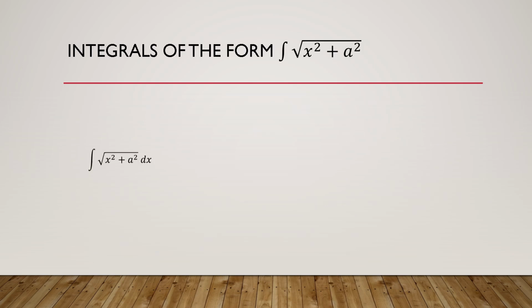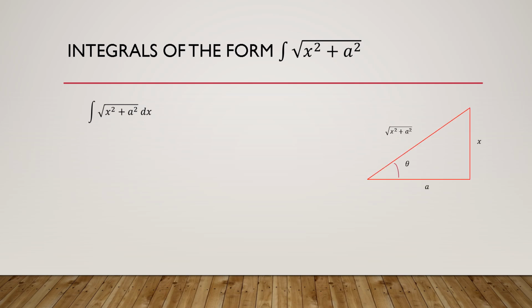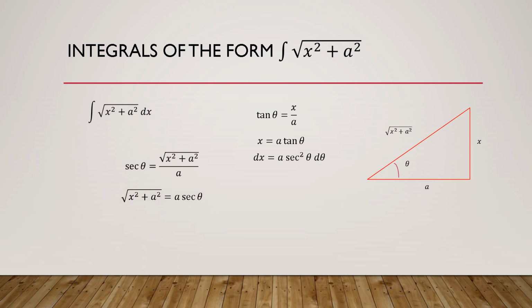Integrals of the form the square root of x squared plus a squared may be solved in a similar manner. Again, remember that a represents an integer. In this case, we construct our right triangle so that x and a are the two shorter sides, which will make the hypotenuse the square root of x squared plus a squared. From this, we can derive tangent theta equals x over a, or x equals a tangent theta. Dx would then be a secant squared theta d theta. Secant theta equals the square root of x squared plus a squared over a, or the square root of x squared plus a squared equals a secant theta.